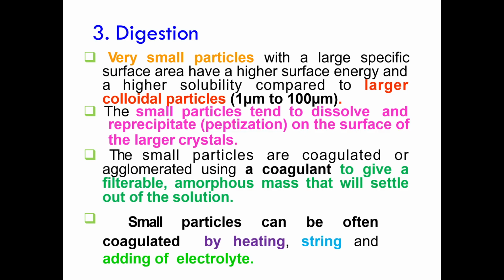Okay, so the small particles are coagulated or agglomerated using a coagulant to give a filterable amorphous mass that will settle out of the solution. And the small particles can often be coagulated by heating, stirring, and adding electrolyte.